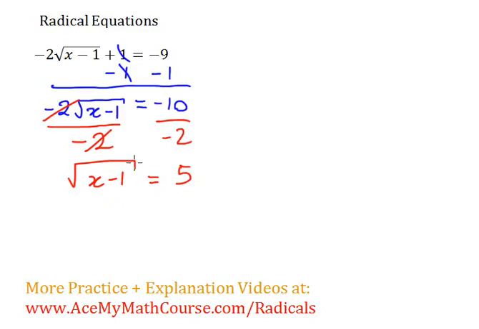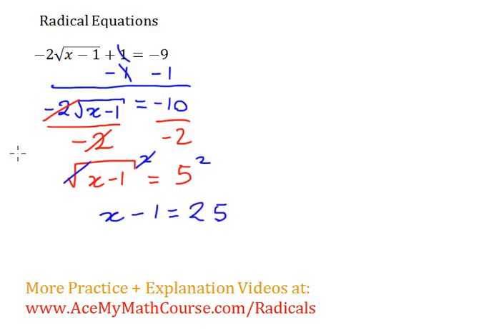Great. Now what? Now I can finally get rid of the square root. But how? Well, I can just square both sides of the equation. Of course, I always need to square both sides of the equation, not just one. So the square root of something squared, they just cancel out. So I end up with x minus 1 equals 5 squared, which is 25.